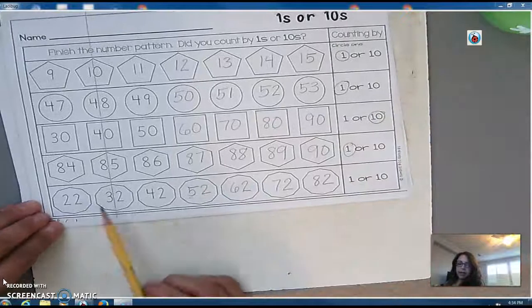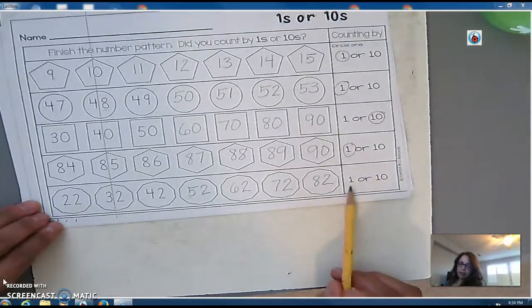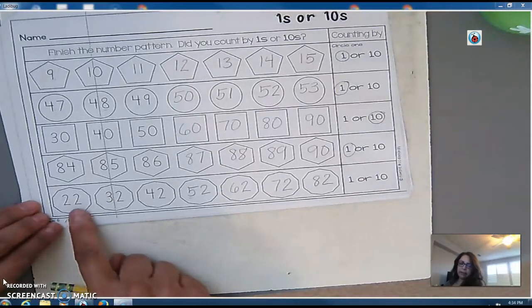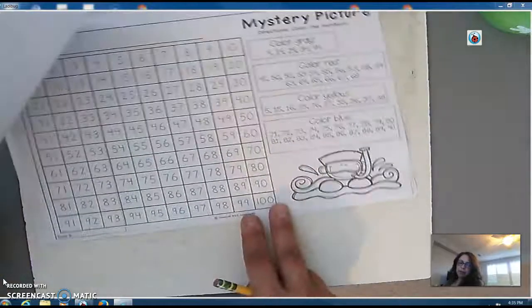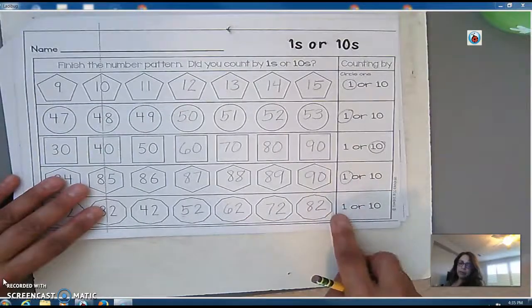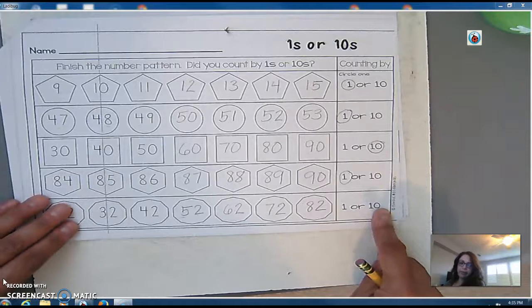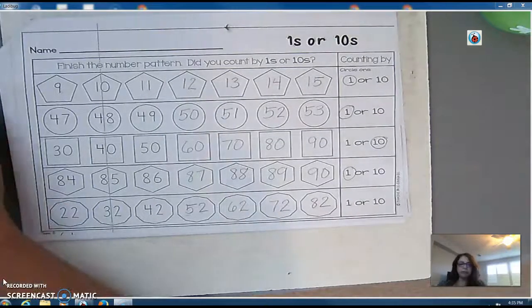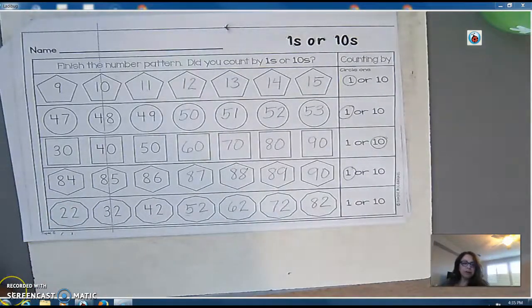All right. Now, I'll let you do the very last one all by yourself. I want you to find these numbers over here and then circle the one you think is the correct answer. I'll let you do that one on your own and then post your picture on Seesaw.